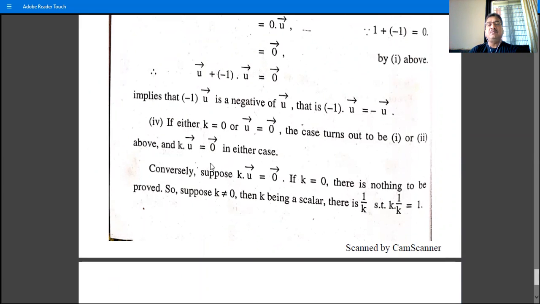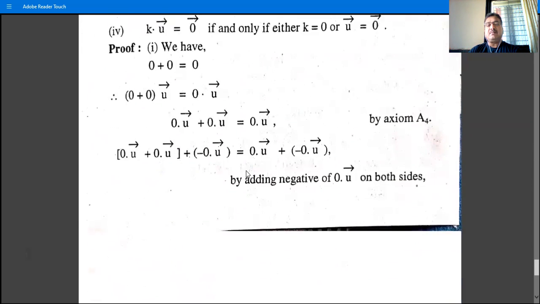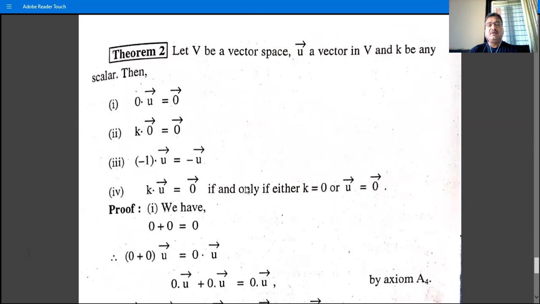This is the one way proof. Then conversely, this is the if and only if type theorem. So we have to assume this, either k is 0 or u bar is 0, then we have to show this. So this is very obvious. If k is 0 or u bar is 0, then ku bar is 0 by using 1 and 2.